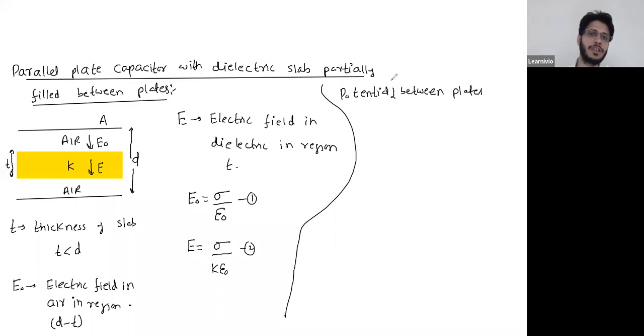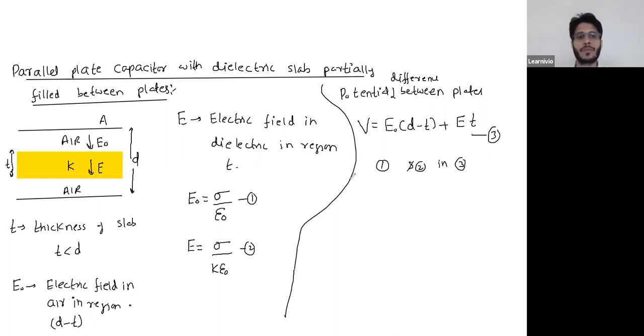Or it's basically potential difference between the plates. You can calculate potential difference by just multiplying field with the separation. E naught is in separation D minus T, and your field E is in separation T. This is equation number 3. Just substitute equation number 1, 2 and 3 and get the value of C.